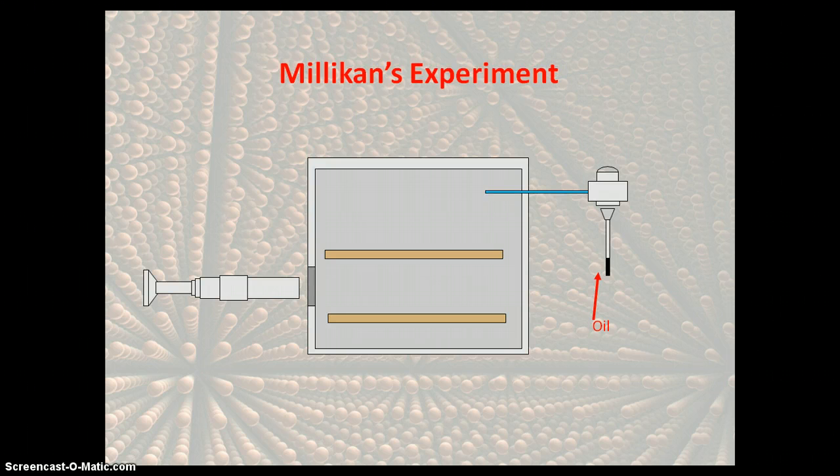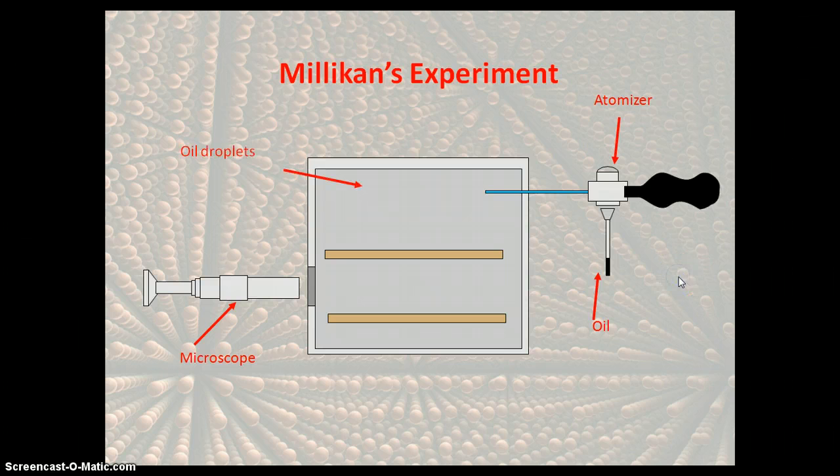You see that you have oil that is put in the bottom there, and then it is sent through the atomizer, which breaks it down into very small particles, and it's sprayed into this inner chamber. And then on the other side here we have a microscope. All right, we get little oil droplets in here, and then you have these two plates in here.